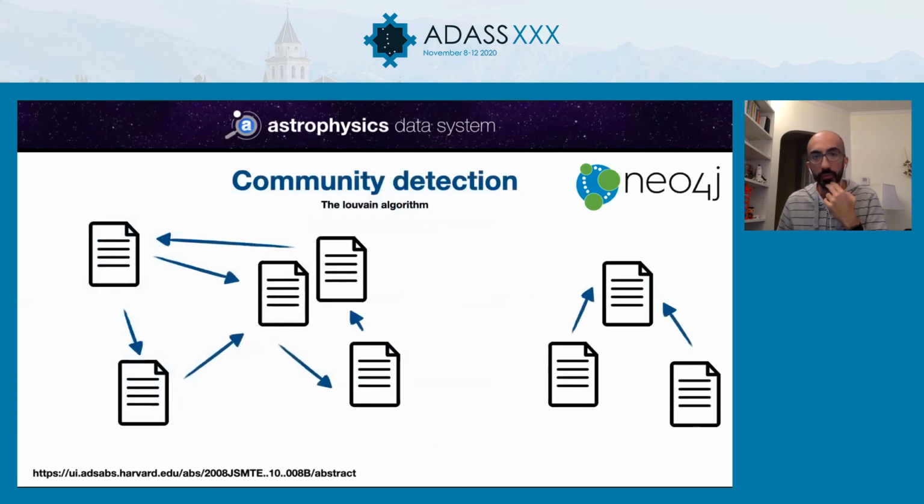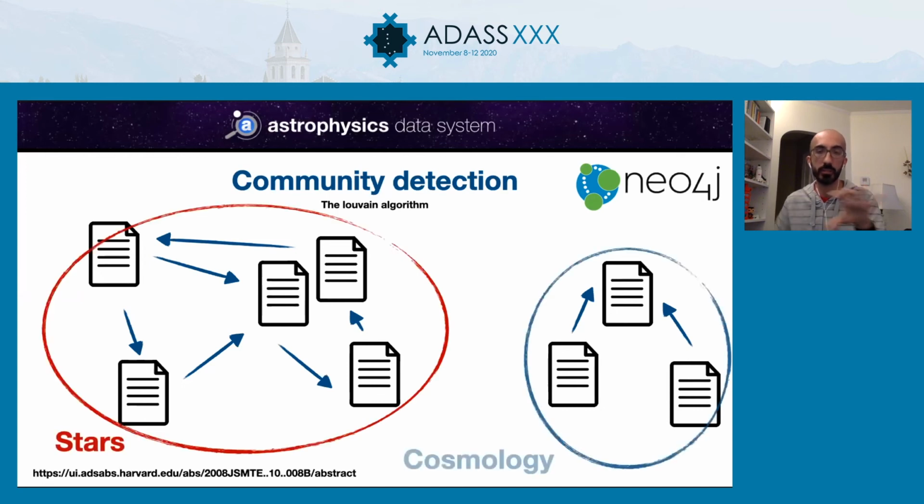Also, something that we can do with Neo4j is apply community detection algorithms like the Louvain algorithm. In this case, just by looking at the relationships, the algorithm is able to detect a cluster of papers that strongly cite each other, and most probably these papers are related somehow. So we can see some general patterns where papers about stars or papers about cosmology tend to be clustered and detected by this algorithm.